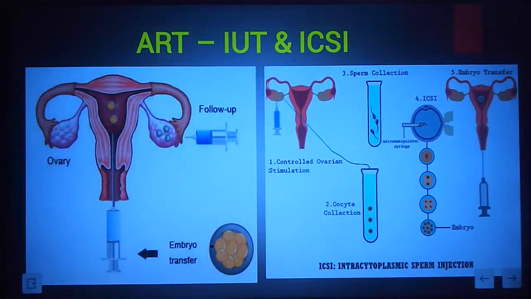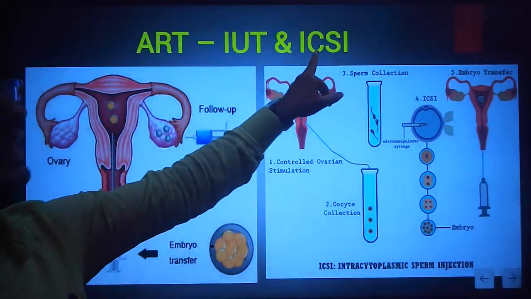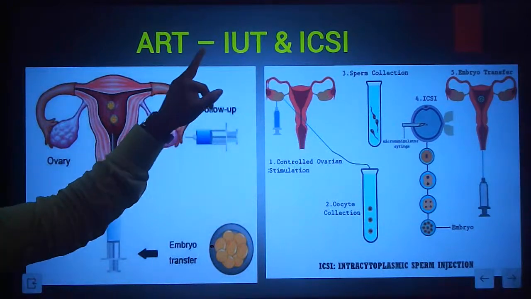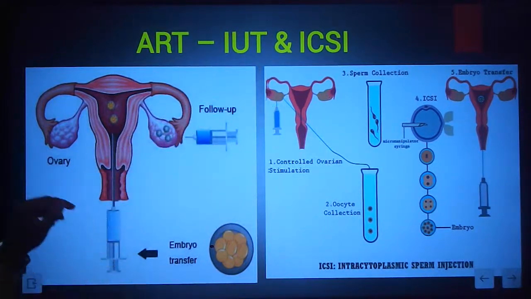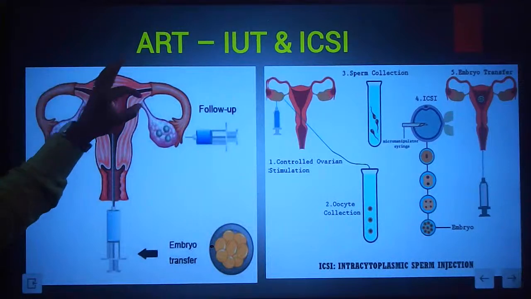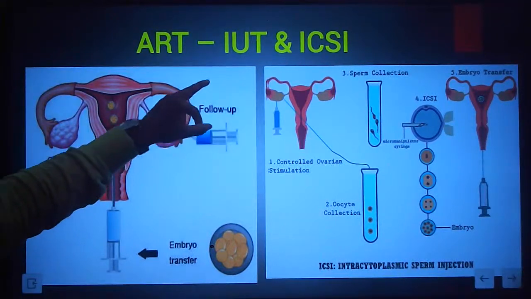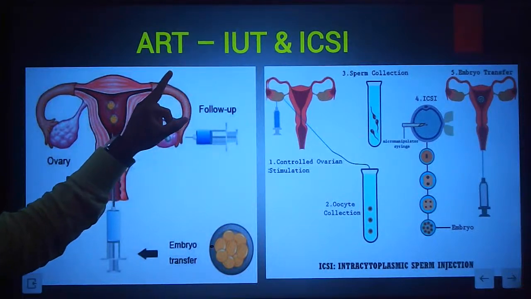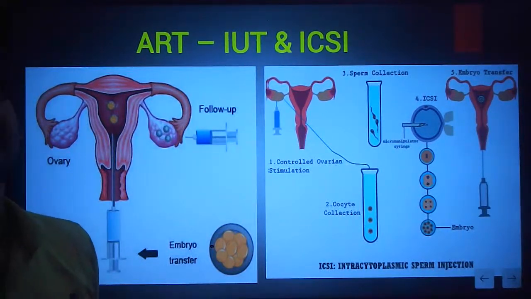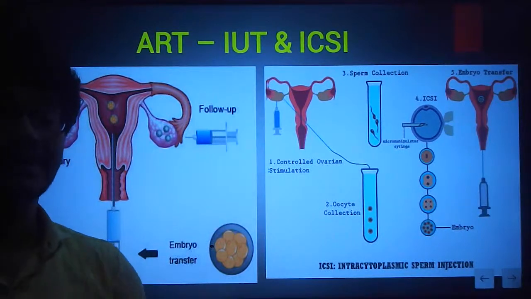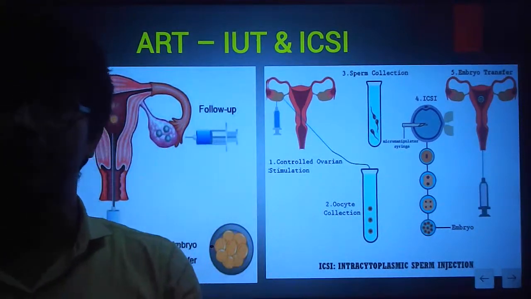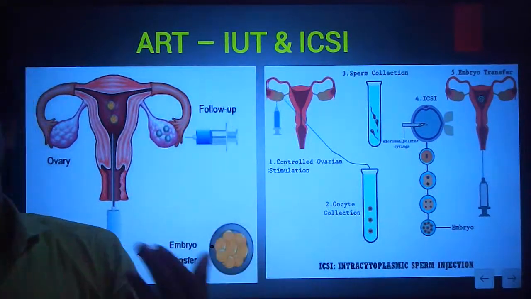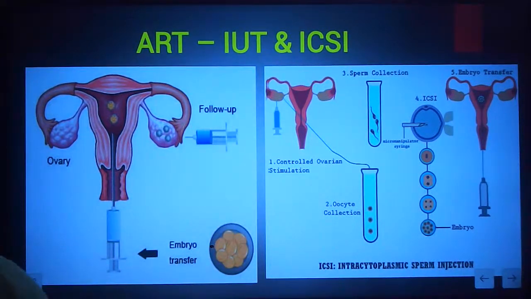Next we move on to IUT. Can you give me the expansion for IUT and ICSI? What do you do in IUT? IUT stands for intrauterine transfer. In IUT, we take an embryo with more than 8 blastomeres. In zygote intrafallopian transfer, we stop at the 8 cell stage. But in intrauterine transfer, we develop it to more than 8 blastomeres.